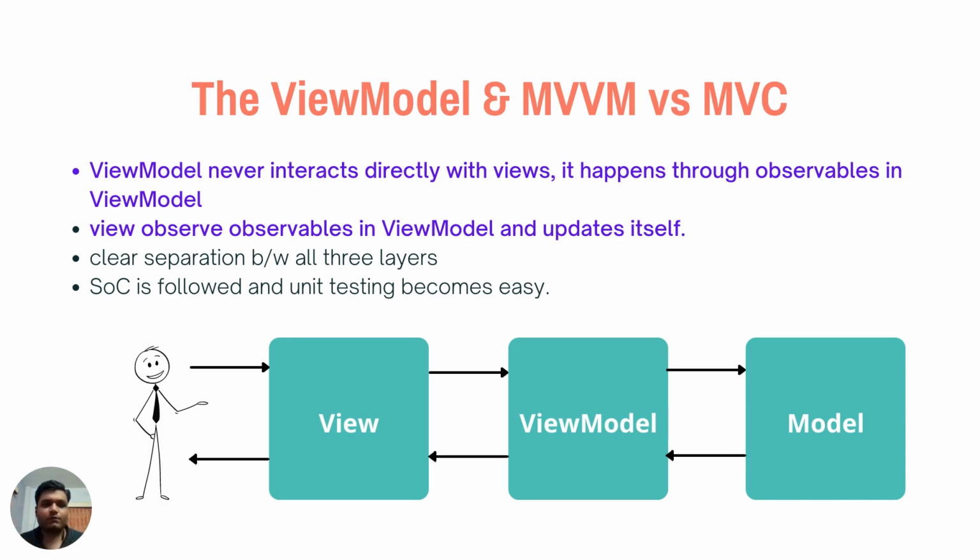The view keeps on checking the view model, and whenever the observables change, the view updates itself accordingly. So there is a many-to-one relationship between view and view model. The view model never interacts directly with the views. It happens through observables present in the view model, and the view observes the observables present in the view model and updates itself accordingly. So the view model is not aware of the view, whereas the view keeps on checking the view model to update itself regularly. Due to this, there is a clear separation between view and view model, and we achieve separation of concern over here. And this is the biggest advantage of MVVM over MVC.